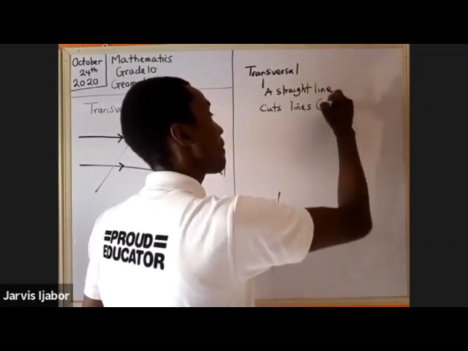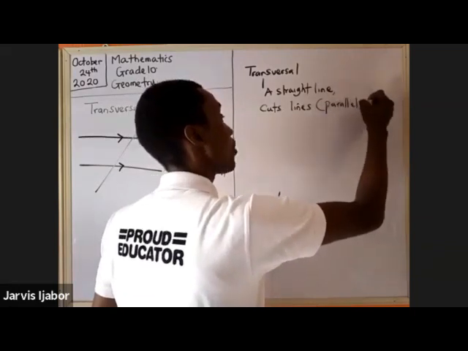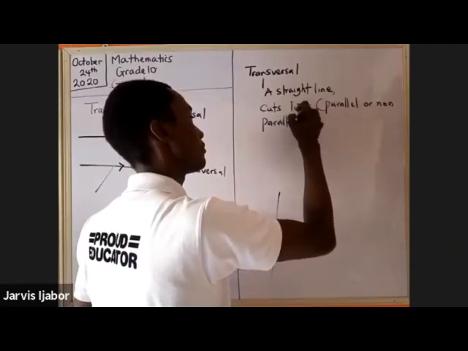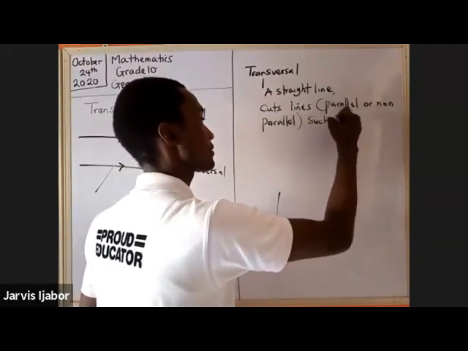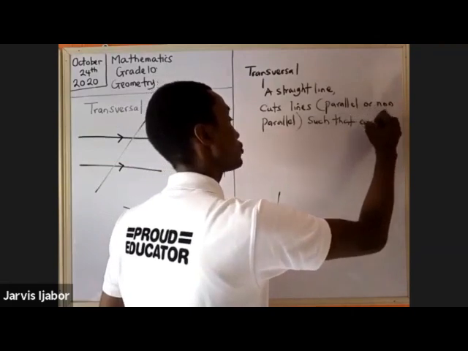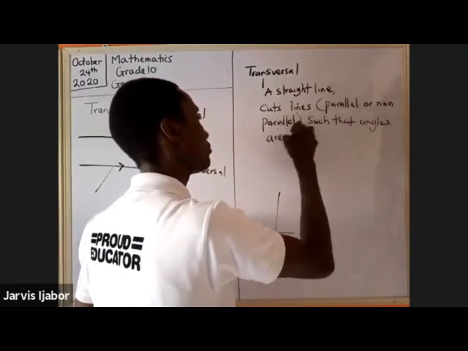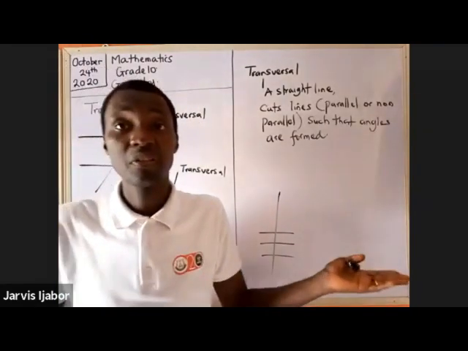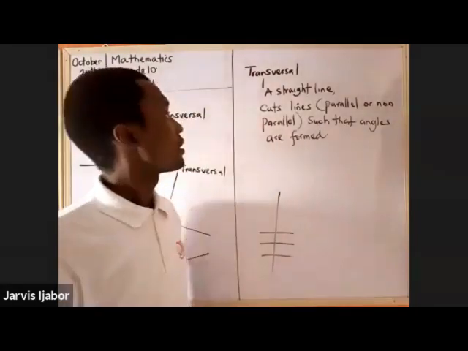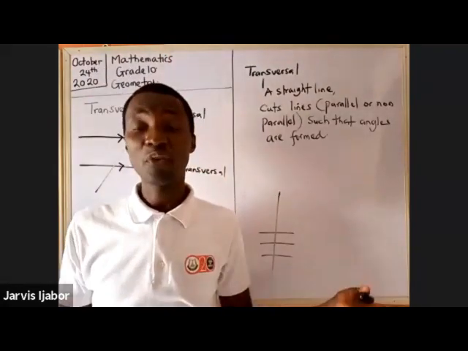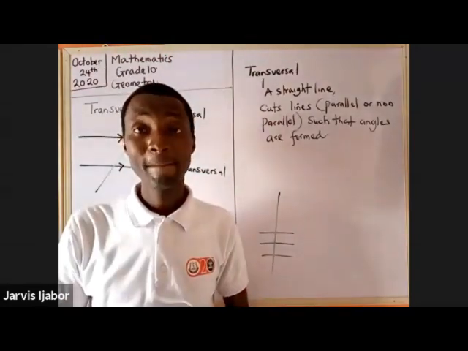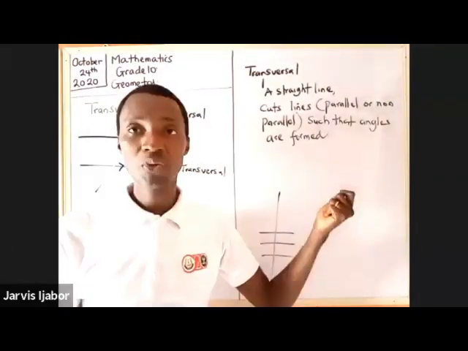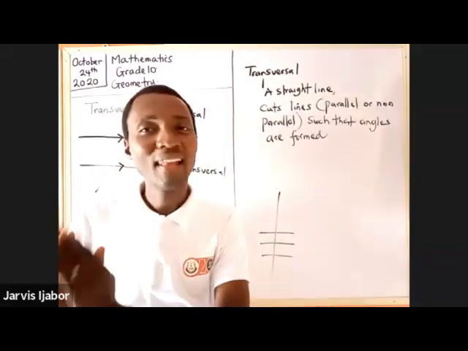Parallel or non-parallel, such that angles are formed. That's essentially what a transversal is. It will cut lines such that angles are formed. That's what it's doing. So you're going to appreciate what a transversal does when we consider parallel lines.